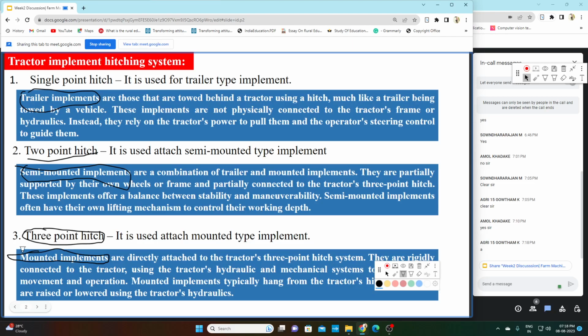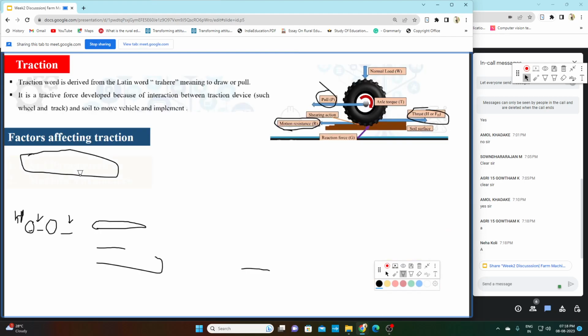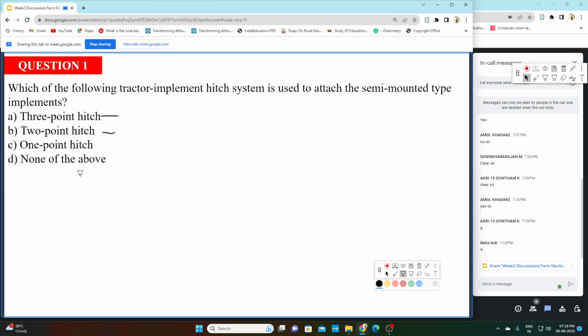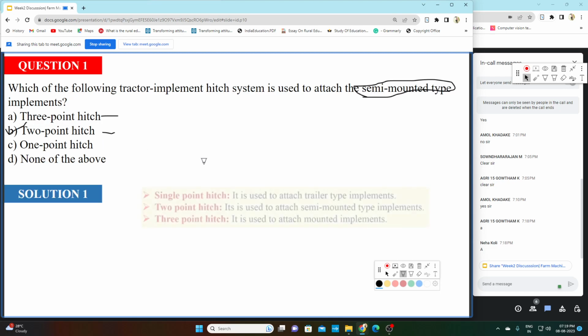So what has been asked in the question? It is asked for semi mounted type implement, right? For semi mounted type, the type of hitch used is the 2 point hitch system. So your answer is B.